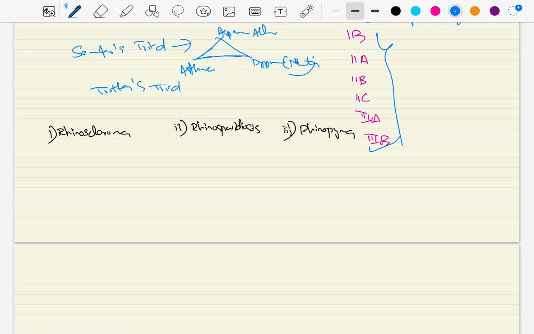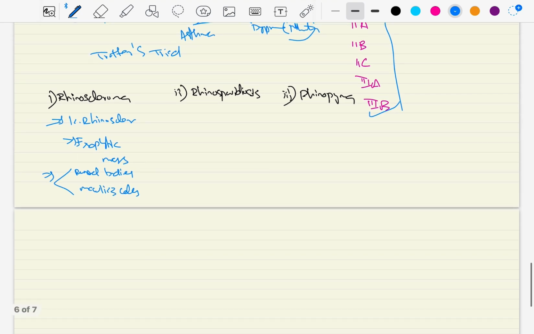Rhinoscleroma is caused by the organism Klebsiella rhinoscleromatis. It will be a very exophytic mass. In histology, there are two types of cells known as Russell bodies and Mikulicz cells, and the treatment is streptomycin plus tetracycline.